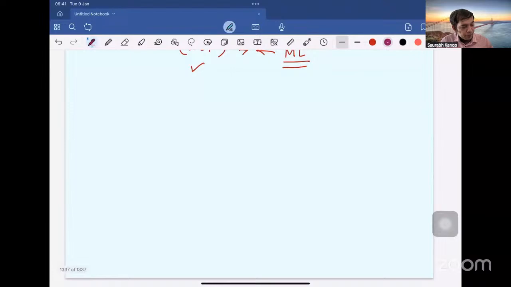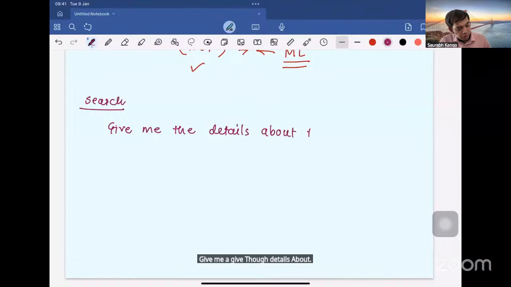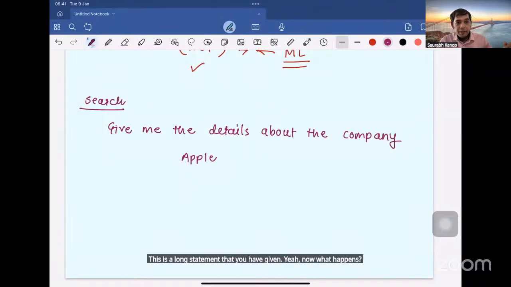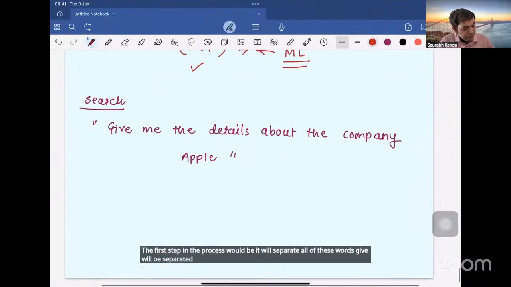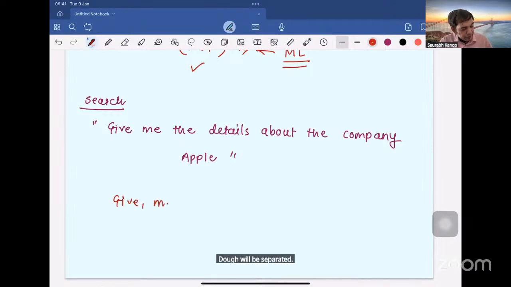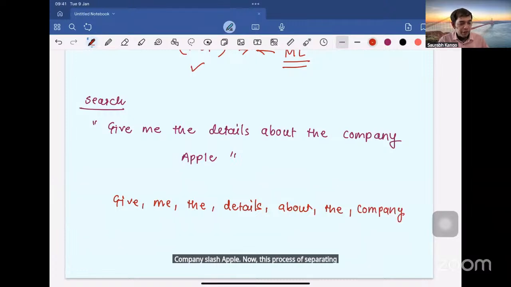Let's say you're searching this: "Give me the details about the company Apple." This is a long statement that you've given. Now what happens? The first step in the process is that it will separate all of these words. "Give" will be separated. "Me" will be separated. "The" will be separated. "Details" will be separated. "About" will be separated. "The" will be separated. "Company", "Apple".